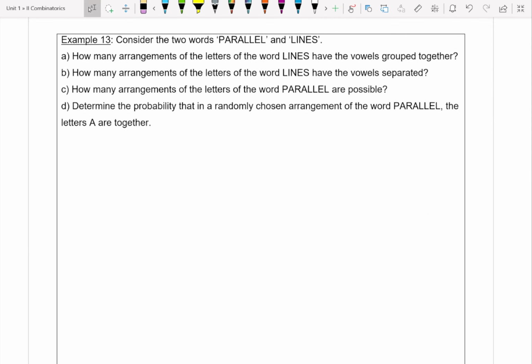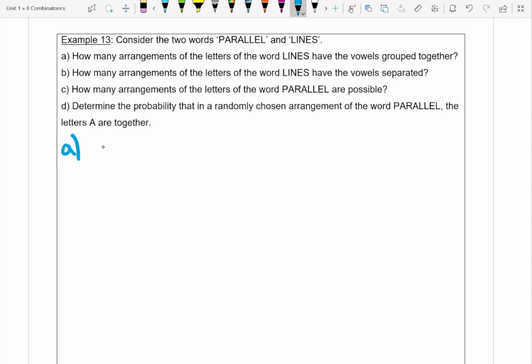Okay, we now have two other words to consider, parallel and lines. So we're asked, how many arrangements of the letters of the word lines have the vowels grouped together? So similar process as before, but instead of saying C and N, we're now told the vowels are grouped together. So we have to do a bit more of the grunt work to understand what that means.